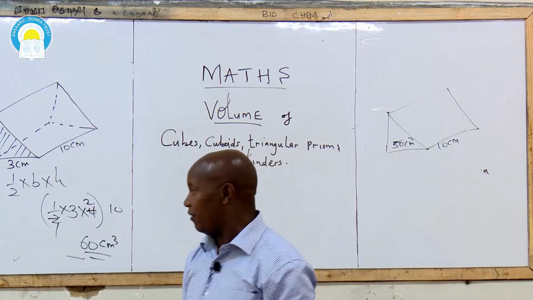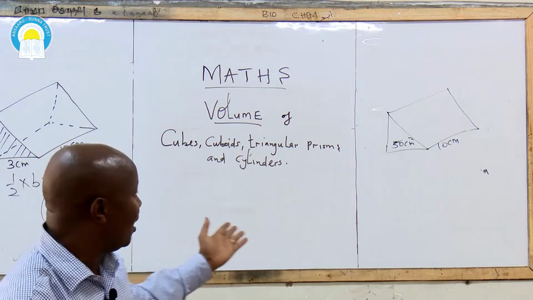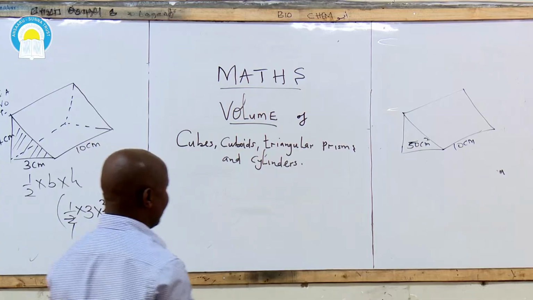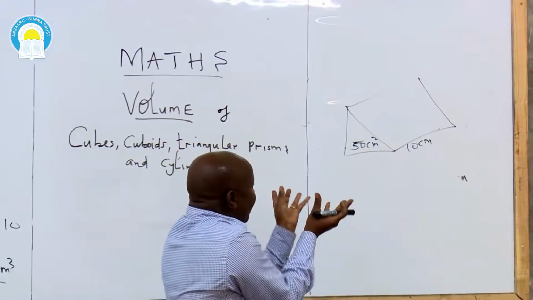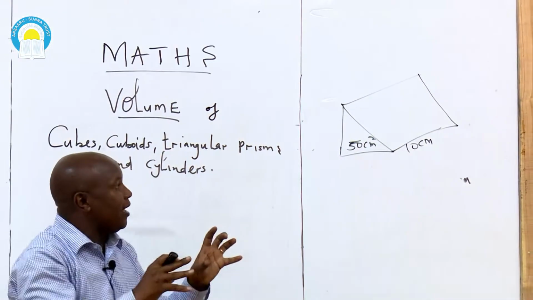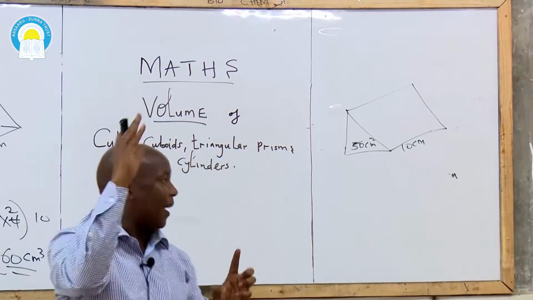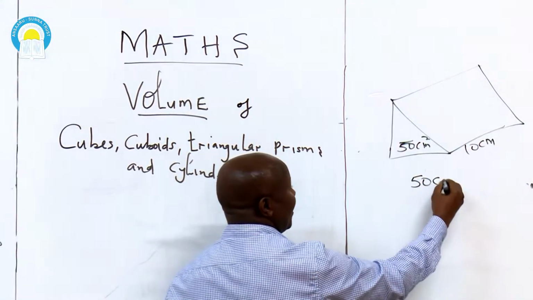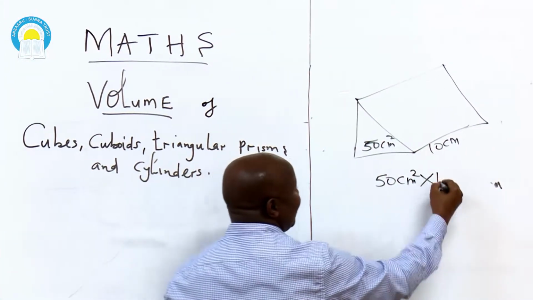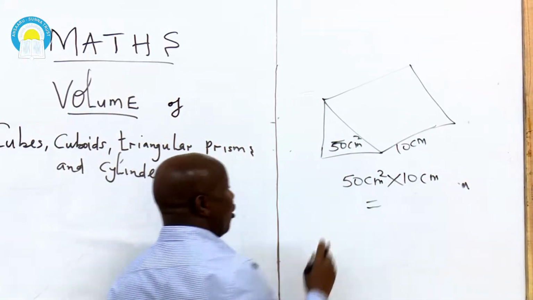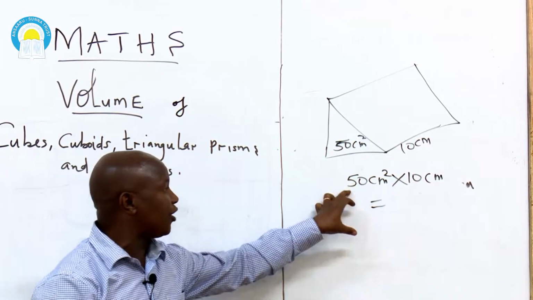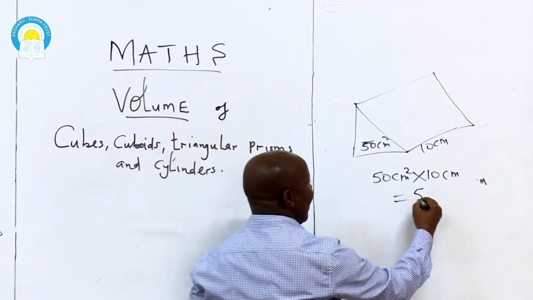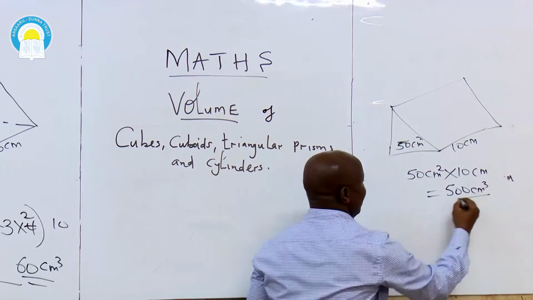So why do you bother yourself? In our case here now, in our previous exam, they gave you the base area or area of the cross-section as 50 centimeters squared. So your case here now is only to master the formula. Volume of triangular prism is just area of the cross-section multiplied by the length. The area of the cross-section is 50 centimeters squared, and the length is 10 centimeters. So our volume now is area of the cross-section times the length, which is 50 multiplied by 10. You get 500 cubic centimeters.